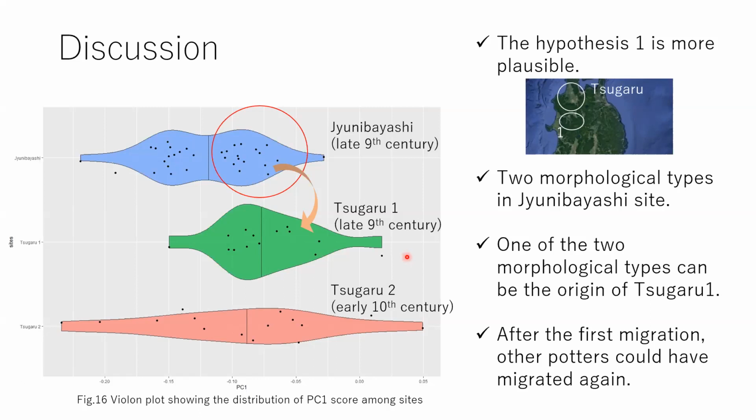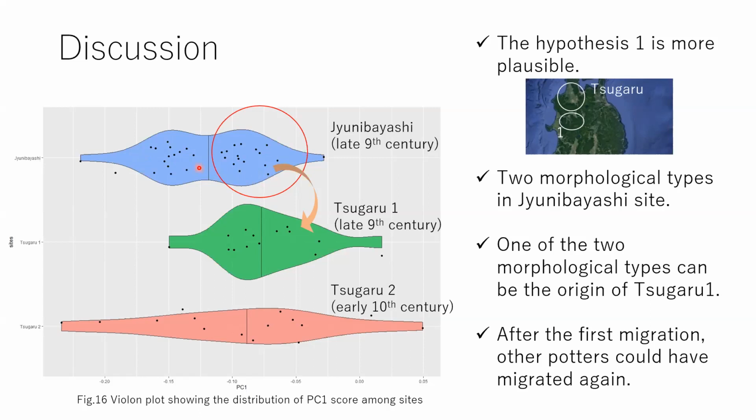Actually, the Tsugaru site includes two chronologically different sites. One is in the late 9th century, and the other is in the early 10th century. I combined these two sites for visibility in previous slides. As you can see, the Juniper site has two peaks in its distribution.